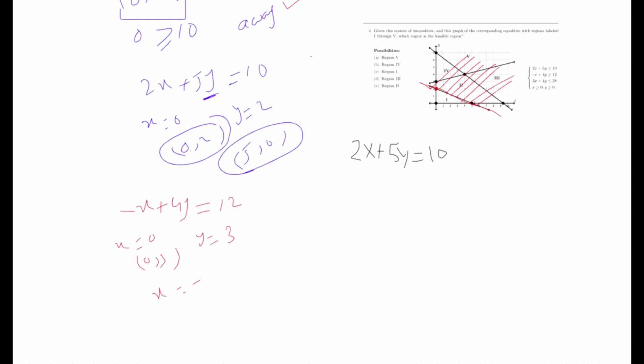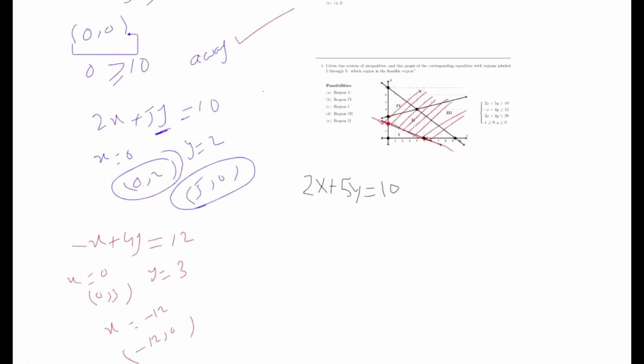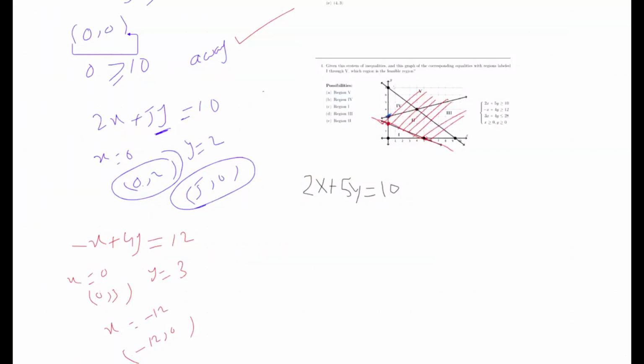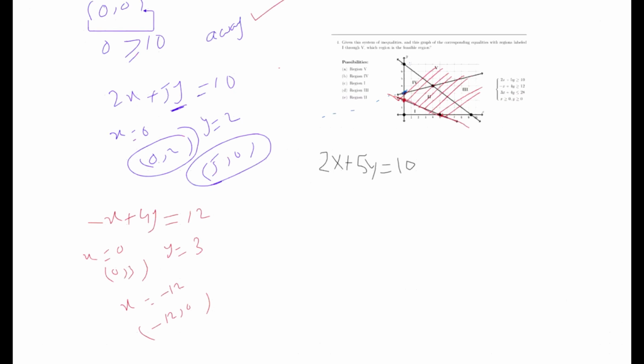So negative 12, 0. Let's take a look at that as 0, 3. This one is 0, 3, and negative 12 comma 0. X is negative 12, y is 0. So that will be somewhere on the left side, but I think that is the line, right? This is the line. Yeah, it is. Does that make sense?